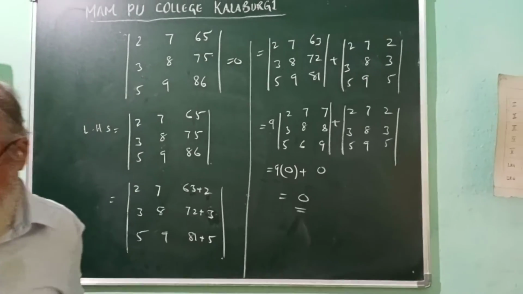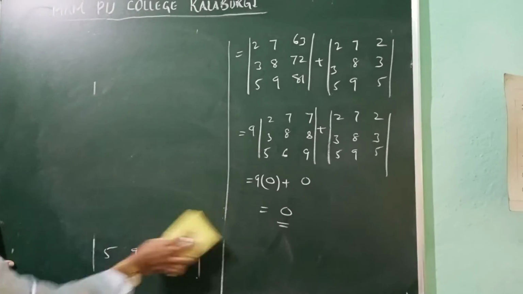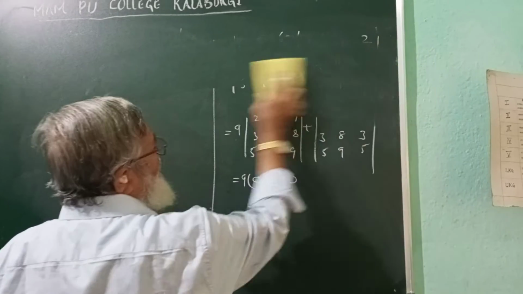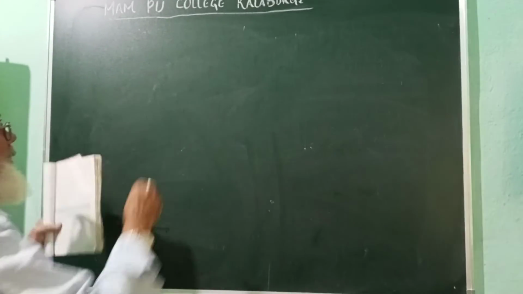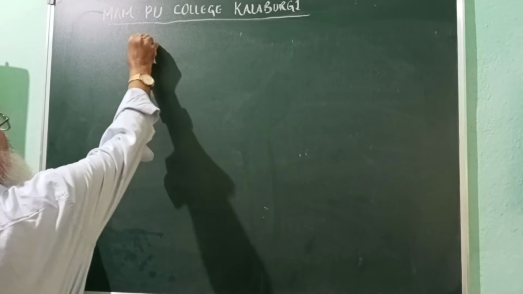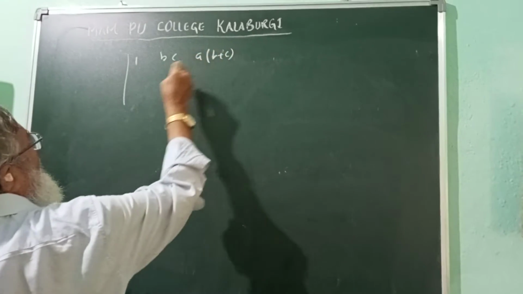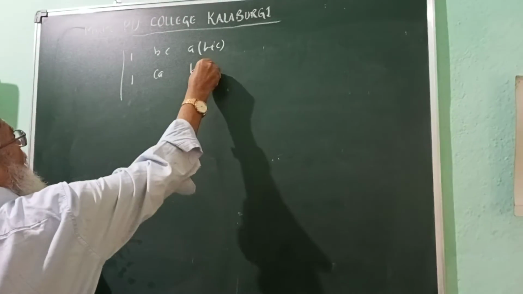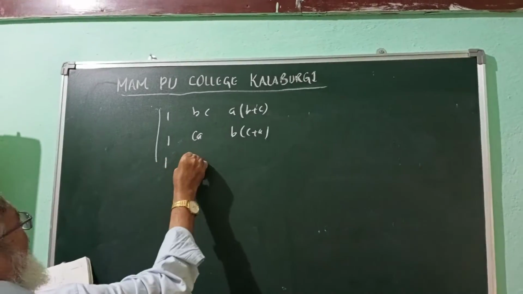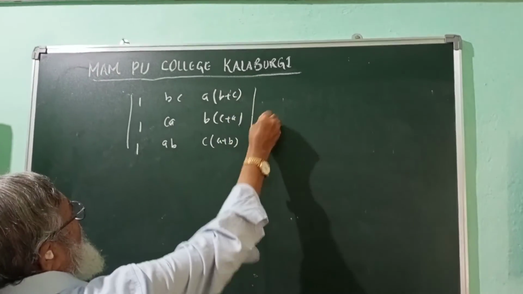So let us take another example for this. Again, without expansion only we have to prove it. Without expansion, prove that the determinant with rows 1, bc, a(b+c); 1, ca, b(c+a); 1, ab, c(a+b) is equal to 0.